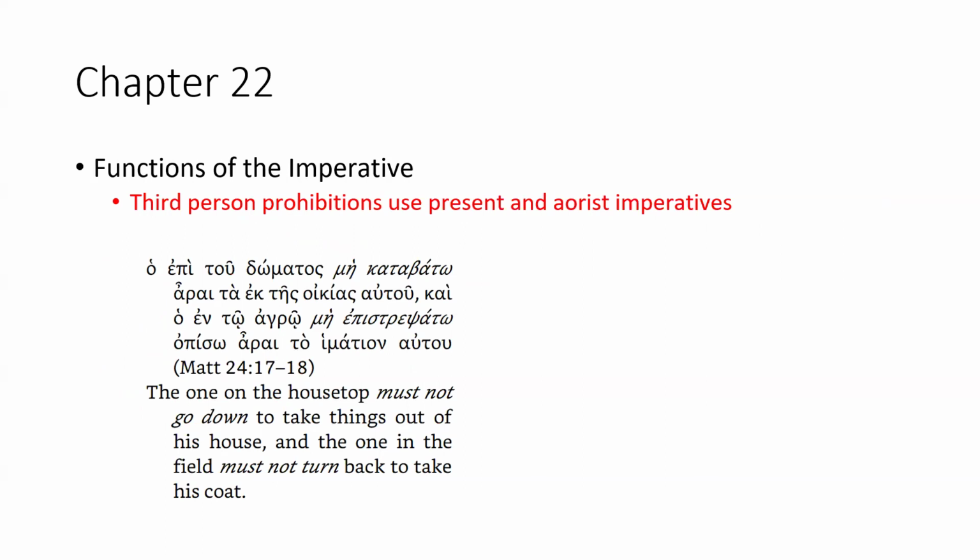Third person prohibitions use present and aorist imperatives. Ho epi tou dōmatos mē katabatō arai ta ek tēs oikias autou, kai ho en agrō mē epistrepsatō opisō arai to himation autou. The one on the housetop must not go down to take things out of his house, and the one in the field must not turn back to take his coat.